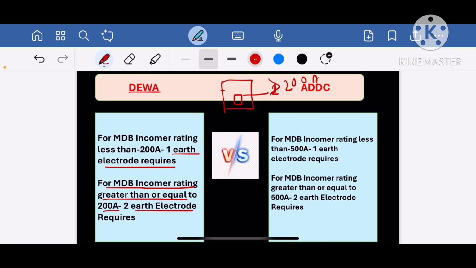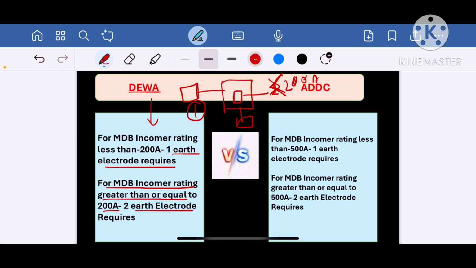Then for this MDB, there will be an earth electrode, an earth pit. So the number of pits required is 1. But if the main incomer rating of the MDB is greater than 200 ampere, then we need 2 earth pits as per DEWA regulation.